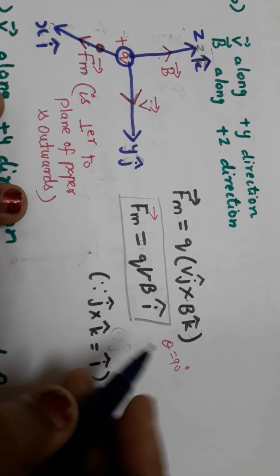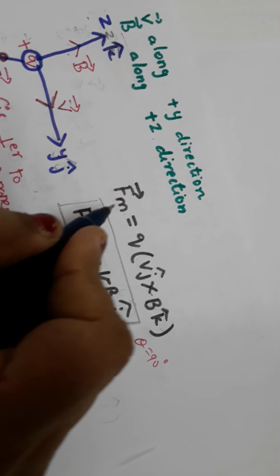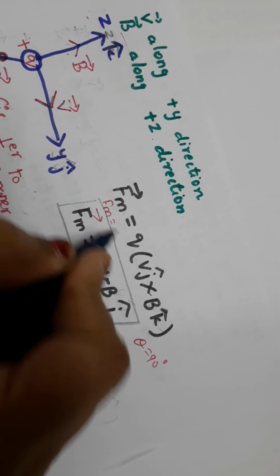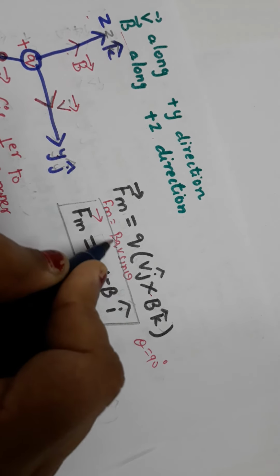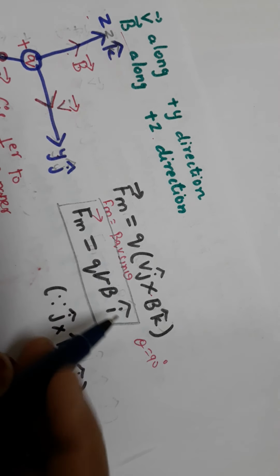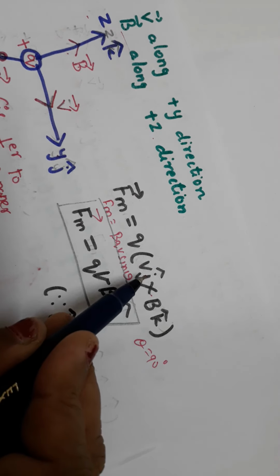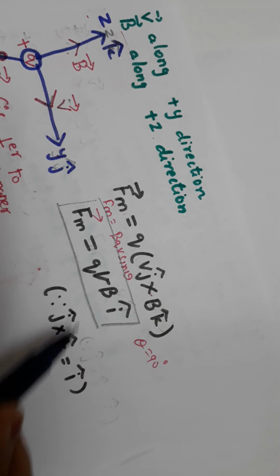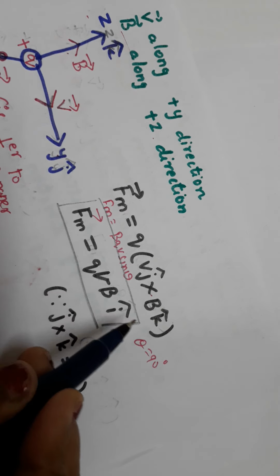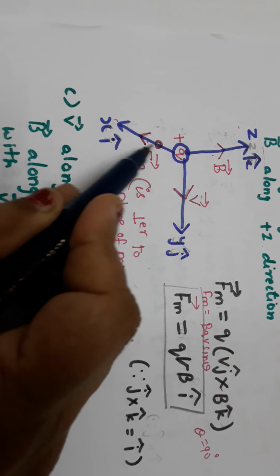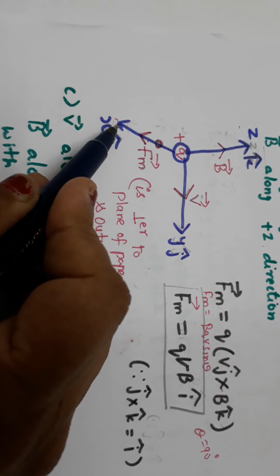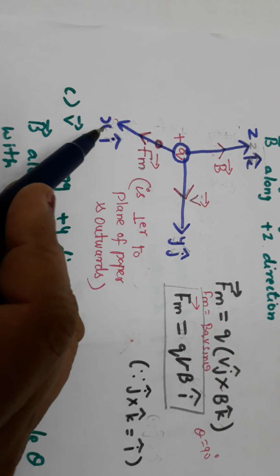So theta is 90, you know that. If you write it in cross product, F is equal to BQV sin theta. Theta is 90, you will get BQV alone. So to find the vector notation, what will you write? j cross k is i. So along with this BQV, you can put i cap. So you are getting i cap now. Fm is acting in this direction along x axis.